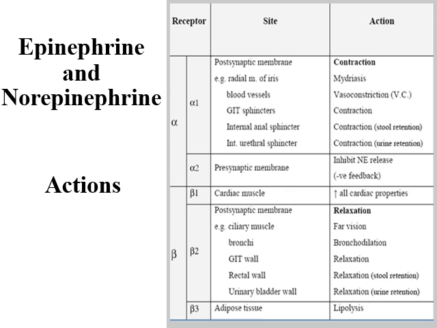The adrenergic receptors are distributed on different organs and have different functions. Stimulation of alpha-1 receptor present in the postsynaptic membrane of the blood vessel, the GIT sphincter, the internal anal sphincter, and the internal urethral sphincter will lead to vasoconstriction, contraction of the GIT sphincter, contraction of the internal anal sphincter, and contraction of the internal urethral sphincter.